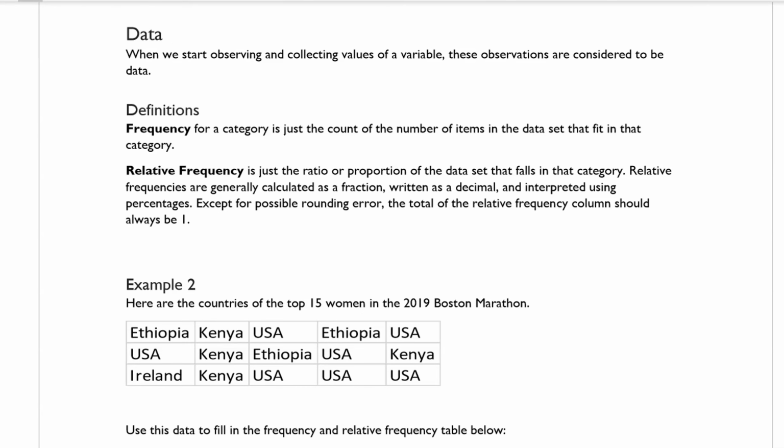Now we want to move on to talking about data. When we start observing and collecting values of a variable, these observations are considered to be data. Let's talk about some definitions.